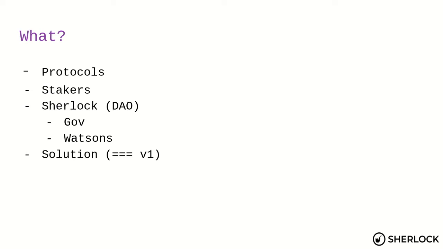There are certain entities interacting with a solution. These are protocols, these are stakers, this is the Sherlock DAO that governs the protocol, but also has a decentralized security team. And when I talk about the solution, I mean the V1, and these are the current contracts.